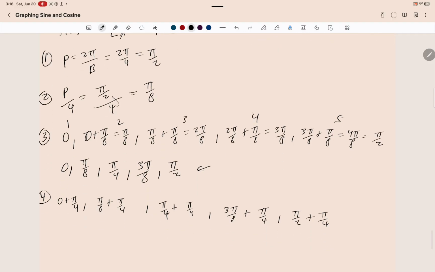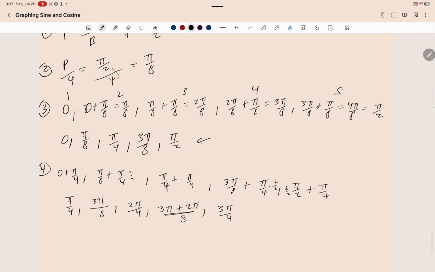So now, simplifying. Notice here it's an 8 and a 4. In order to add them, I need to multiply top and bottom by 2. So I get 3 pi over 8. Here they have the same denominator, so I just add them across: 2 pi over 4. Here it's an 8 and a 4, so I need to make this denominator 8. So I multiply top and bottom by a 2. So I get 2 pi over 8. And then here I'm going to multiply this by a 2. So I get 3 pi over 4. And then checking to see if I did it correctly. Yes. Now I'm just going to simplify.